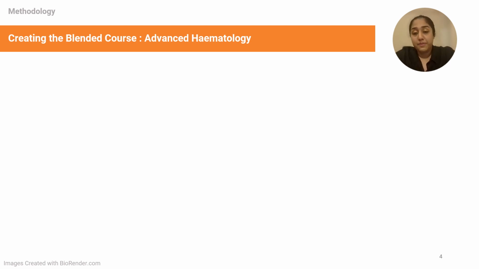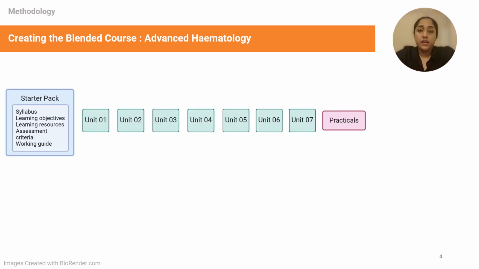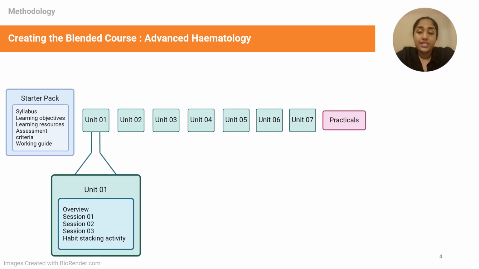Let's look at a breakdown of the blended course. At the beginning of the course or module, each student was given a starter pack. This included a detailed outline of the syllabus, learning objectives, learning resources, assessment criteria, and a working guide. The working guide was more or less a navigation tool to help students progress through the blended course. The content itself was divided into 7 units. Each unit has anywhere from 3 to 10 sessions.